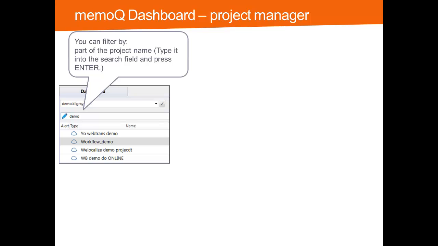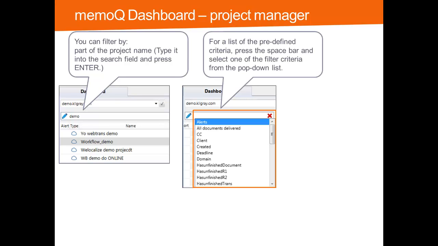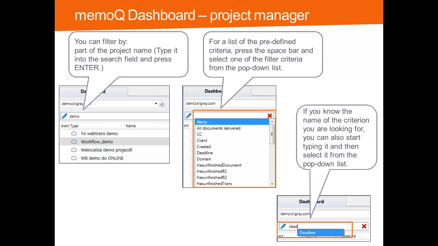You can filter by part of the project name, type it into the search field and press Enter. For a list of the predefined criteria, press the space bar and select one of the filter criteria from the pop-down list. If you know the name of the criterion you're looking for, you can also start typing it and then select it from the pop-down list.